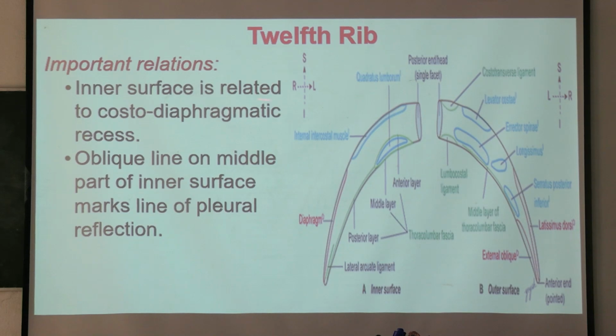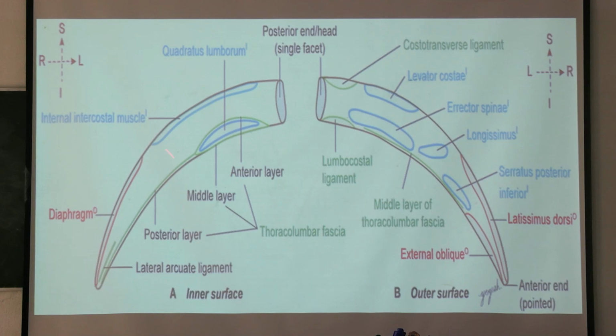Important relations: the inner surface is related to the costodiaphragmatic recess of the pleura. The oblique line on the middle part of the inner surface marks the line of pleural reflection. In hydrothorax, pneumothorax or pyothorax, you have to insert the needle into this costodiaphragmatic recess to drain the fluid or air. So this is an enlarged view of the different attachments.